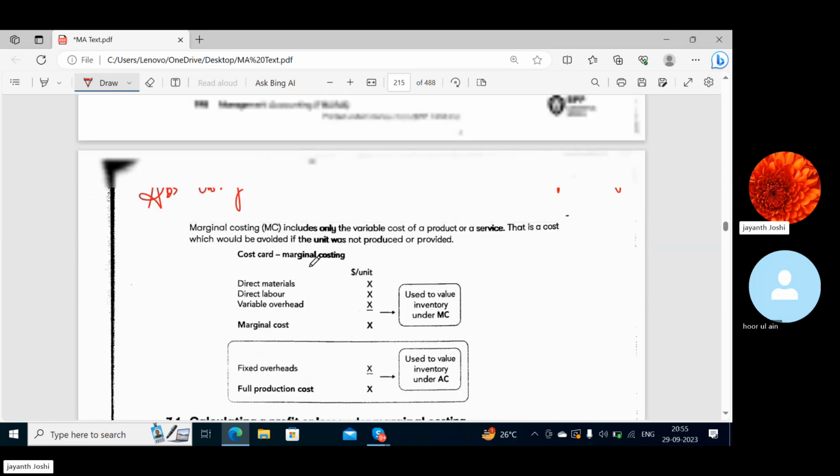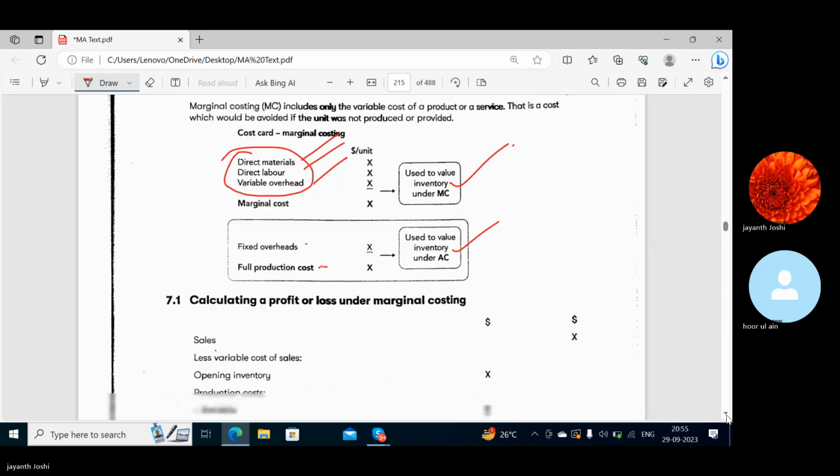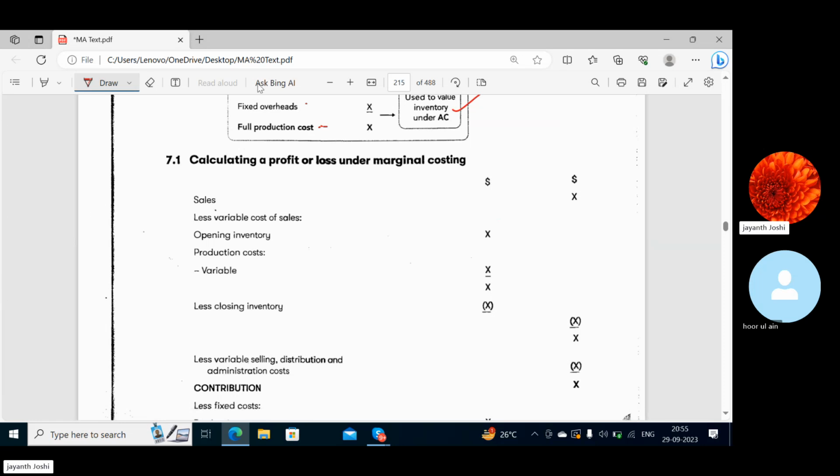You can see here in marginal costing, material, labor, variable overheads, right? Used to value inventory under marginal costing, and fixed and variable production cost used to value inventory under absorption costing. That means you only take material, labor and variable overheads under marginal costing. Okay, you take material, labor, overheads and fixed overheads under absorption costing. That means all four.